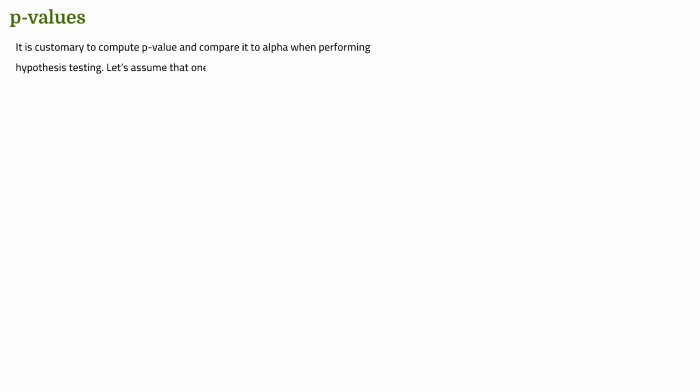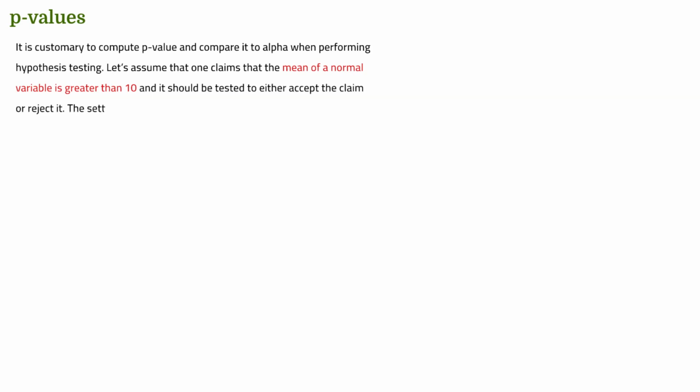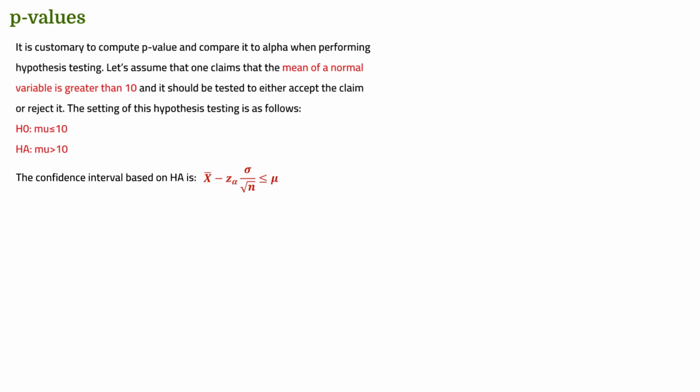More on hypothesis testing, p-values. It is customary to compute the p-value and compare it to alpha when performing hypothesis testing. Let's assume that one claims that the mean of a normal variable is greater than 10, and it should be tested to either accept the claim or reject it. The setting of hypothesis is as follows: H0 mu less than or equal to 10 and HA mu greater than 10.